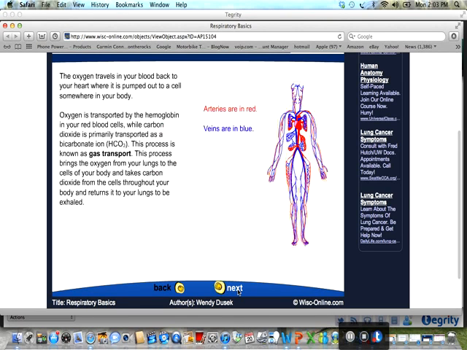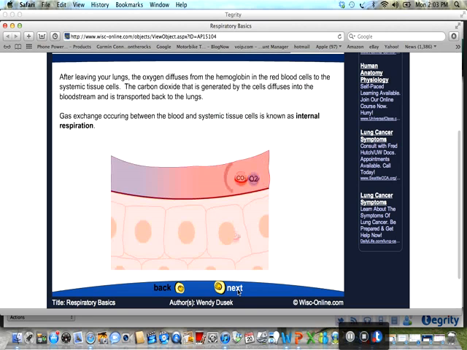What happens to the oxygen? The oxygen travels in your blood back to your heart where it is pumped out to a cell somewhere in your body. Oxygen is transported by the hemoglobin in your red blood cells, while carbon dioxide is primarily transported as bicarbonate ion. This process is known as gas transport. This process brings the oxygen from your lungs to the cells of your body and takes the carbon dioxide from the cells throughout your body and returns it to your lungs to be exhaled.